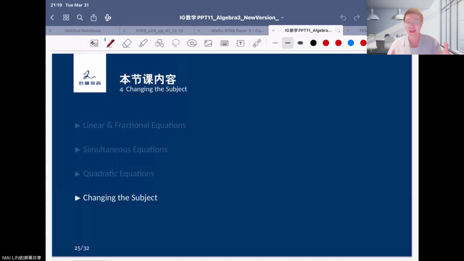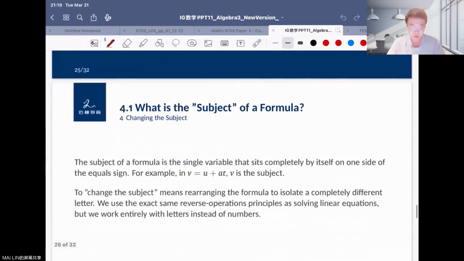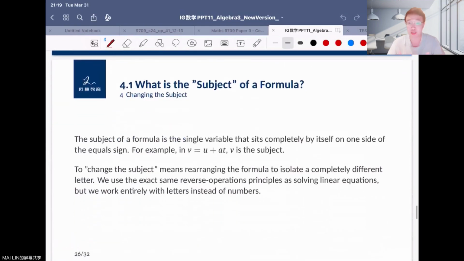Okay, hello guys. Welcome to today's lesson, where the topic is changing the subject. Let's move into the first part: what is the subject of a formula?